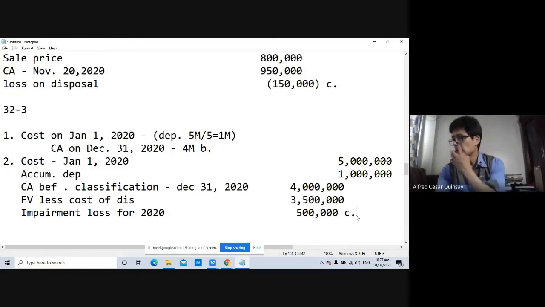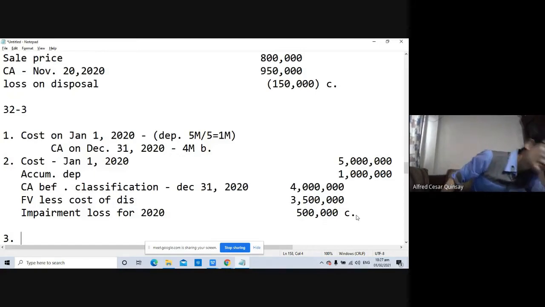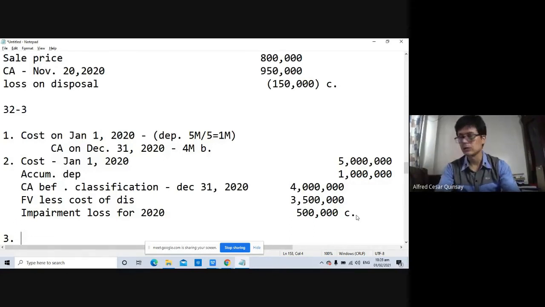Letter C. So next is yung ano, ang tanong sa pangatlo is what amount should be recognized as gain or loss in 2020 as a result of the reclassification of the equipment to property, plant, and equipment. So magre-recognize tayo nung ni-reclassify na. Okay? Nung 2021. So kunin lang natin ulit yung cost niya.